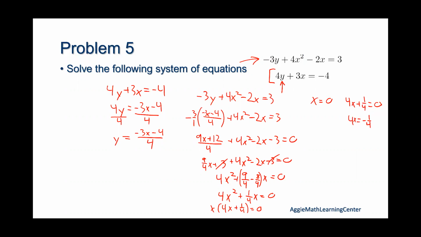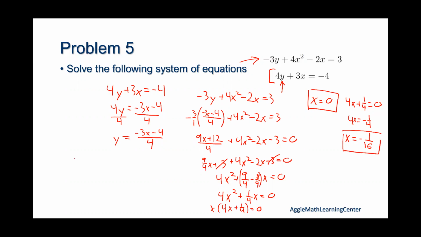4x equals negative 1/4. Not multiply, divide by 4. And we get x equals negative 1 over 16. So these are our 2 x solutions. Now we need to put each of these back in over here and solve for y.